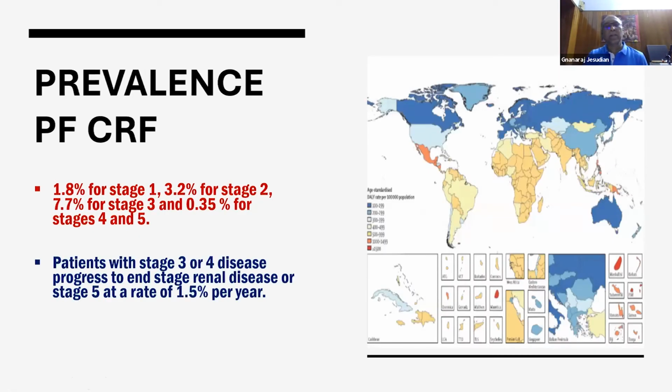And chronic renal failure also, you need to be aware that it's a common condition. Almost in some of the Western countries, 1.8 to 3.2% of the population has the disease. And in some countries, its rate is almost 1.5% every year. So the number of people with chronic renal failure keeps increasing every year.